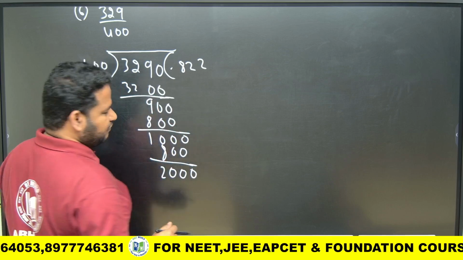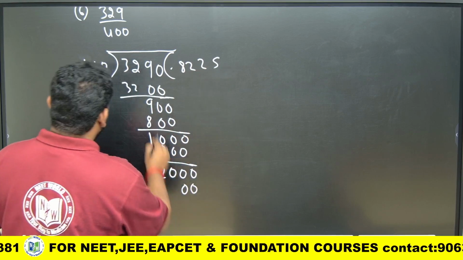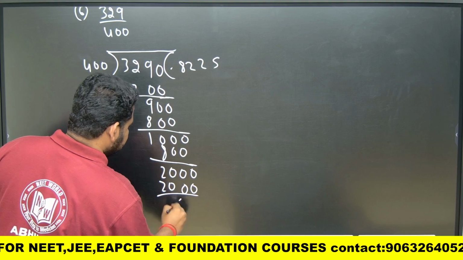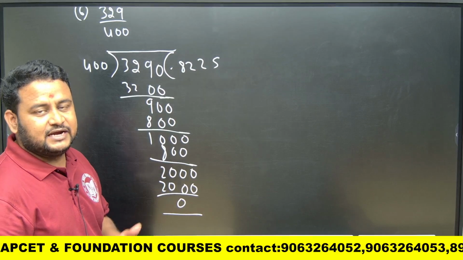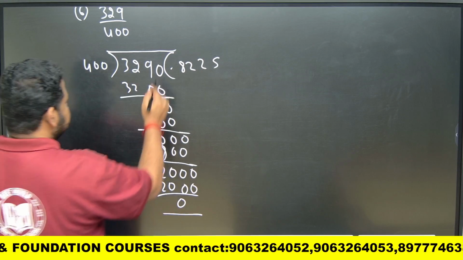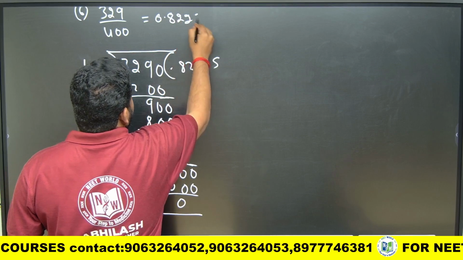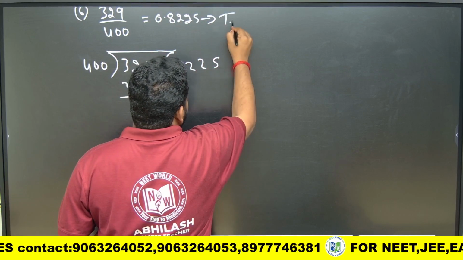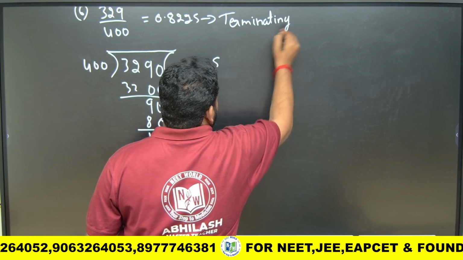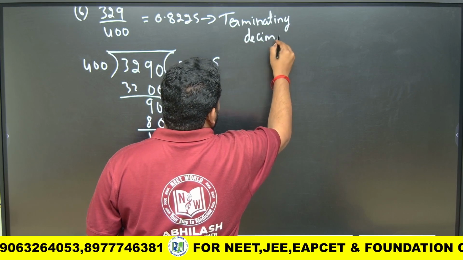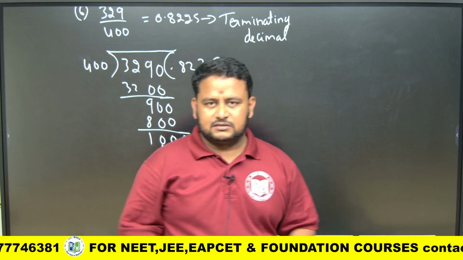So we know that 5 4s are 20. Similarly, 5 times 400, 0 0 will be there, for 5 4s are 20. So I will get it as what? Remainder will be 0. So I told you when we get the remainder 0, what is the decimal? It is a terminating decimal. So this is nothing but equal to 0.8225. What kind of decimal is this? This is a terminating decimal. Okay, clear? This is a terminating decimal. Okay, that's it. I will wind up the class now.